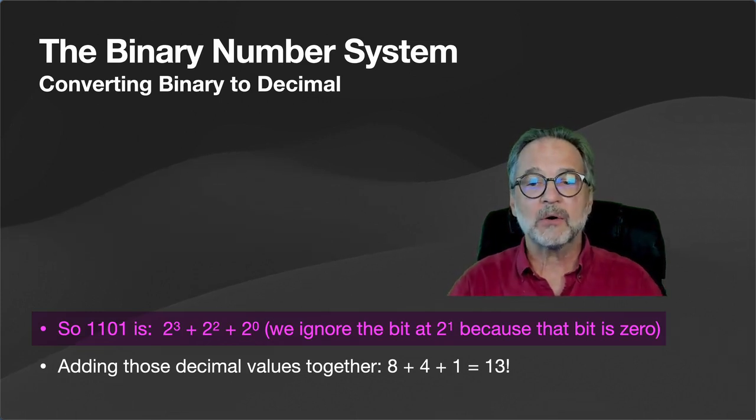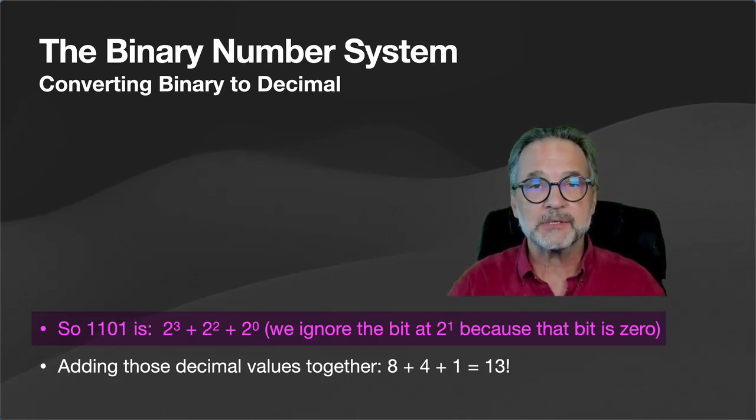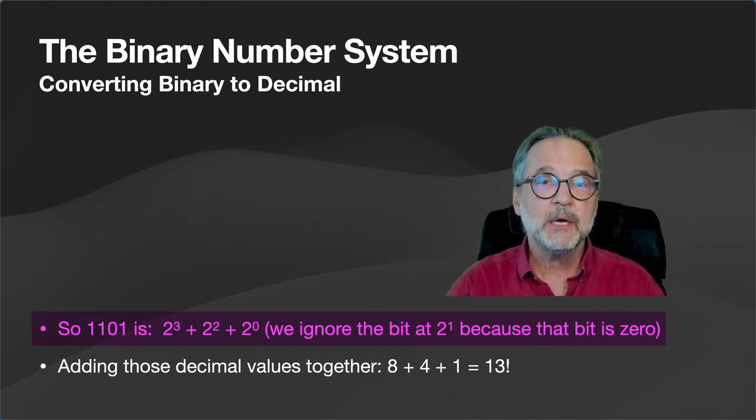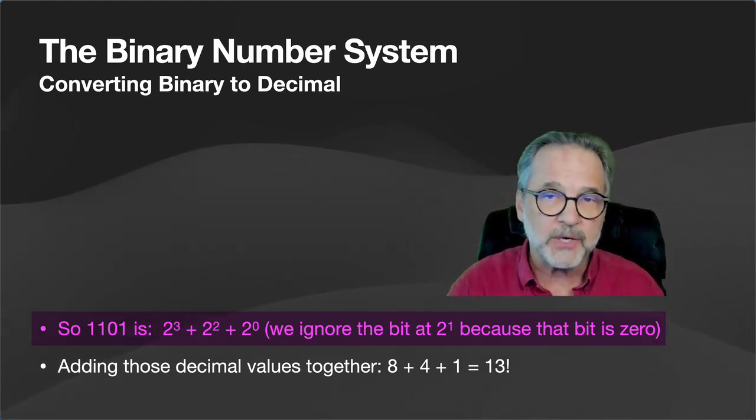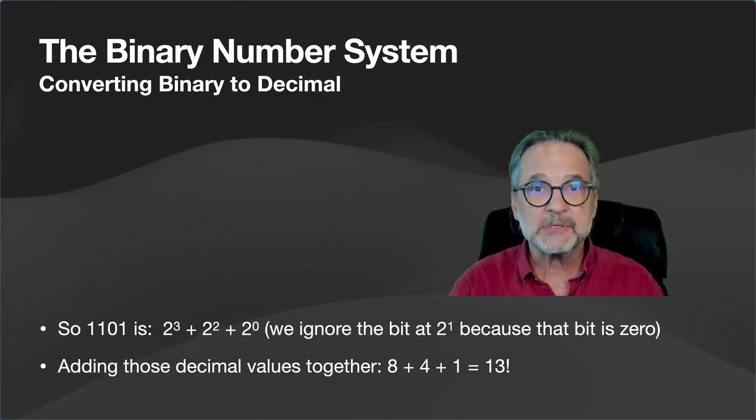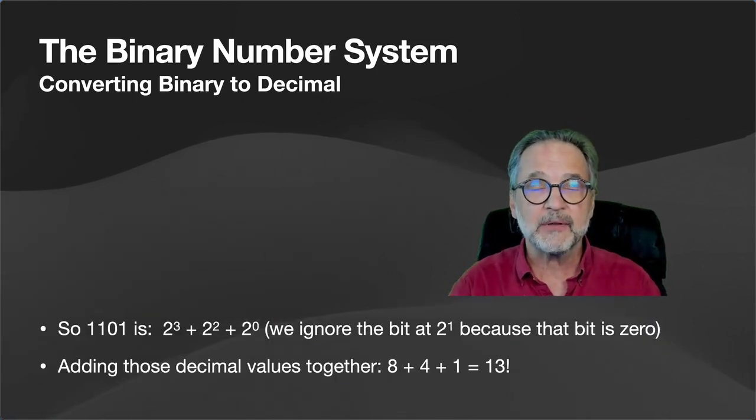So 1101 is actually 2 to the 3rd plus 2 to the 2nd plus 2 to the 0. We ignore the bit at 2 to the 1 because that bit is 0, so we don't mess with it. And then we add those decimal values up together and we get 13.